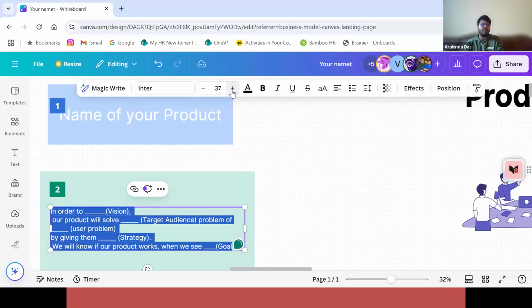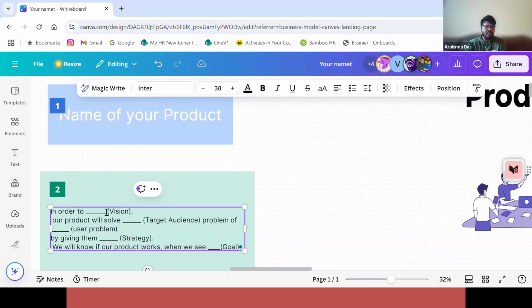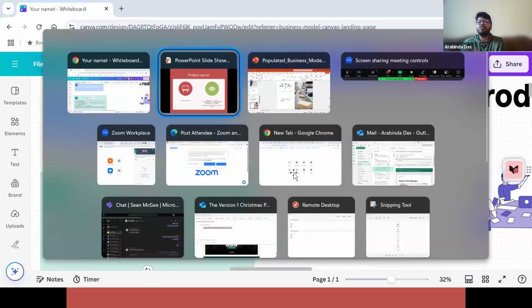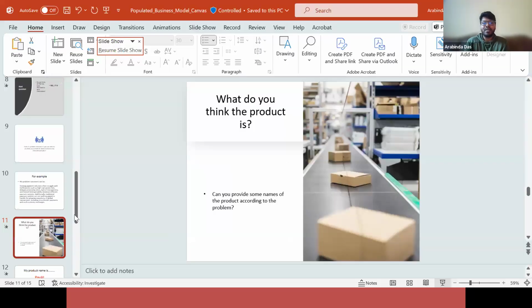So you can do that, and you can just get rid of this blank statement here, and you can just write whatever product that you think in your mind, and what is your vision, why you have thought of that product, and what target audience you are thinking that product can solve, and what is the user problem for that, and what strategy that you have in your mind on your back end, and what goal that you want to deliver. So before that, I want to give you an idea of how you can put that in place.